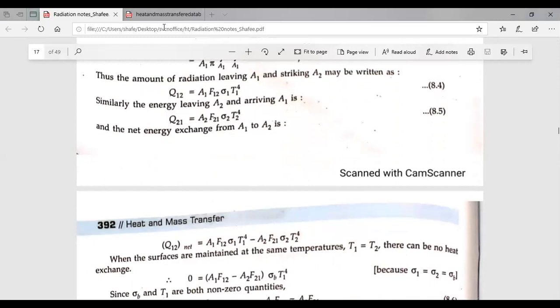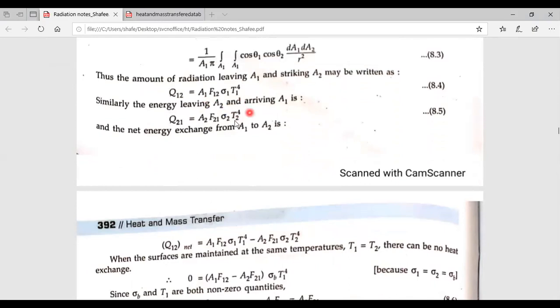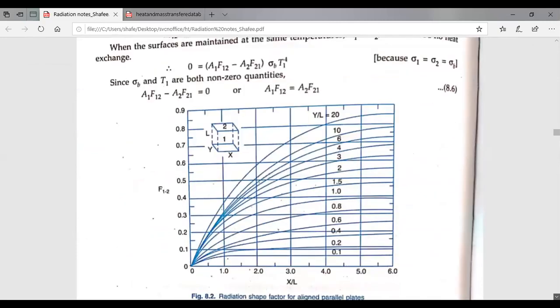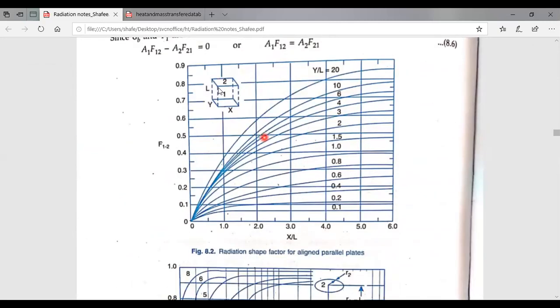This is the formula available. Now Q12 net is A1 F12 (Eb1 - Eb2). Suppose both are at the same temperature, then obviously we get the reciprocity theorem, which is A1 F12 equals A2 F21. And there are some examples, some problems where I can find out the heat transfer.